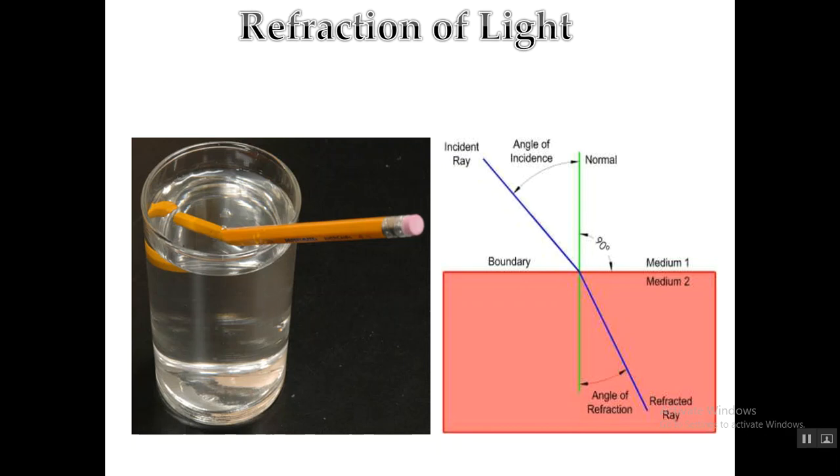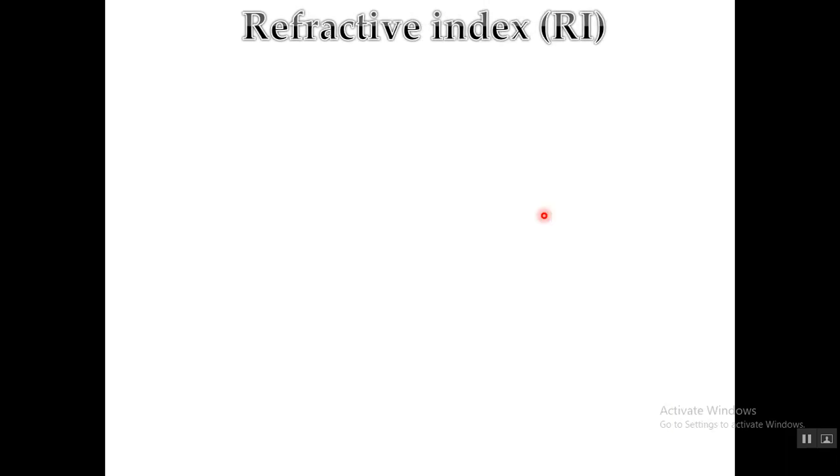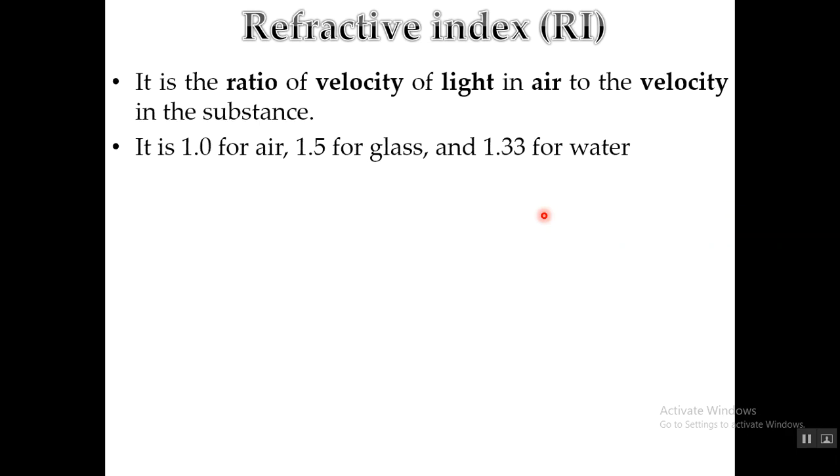The refractive index. What's meant by refractive index? The refractive index is the ratio of the velocity of the light in the air and the velocity of the light in the medium or substance. For example, the velocity of light in air, as we know, is 300 million meters per second. To get the refractive index of air, 300 by 300 gives about 1.